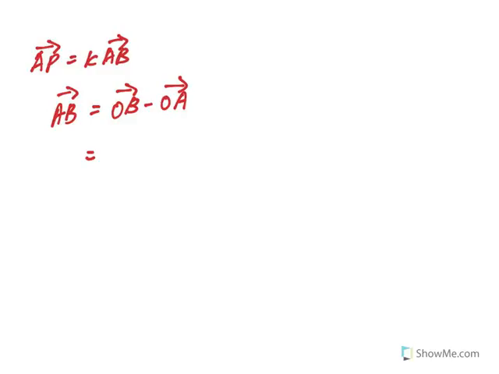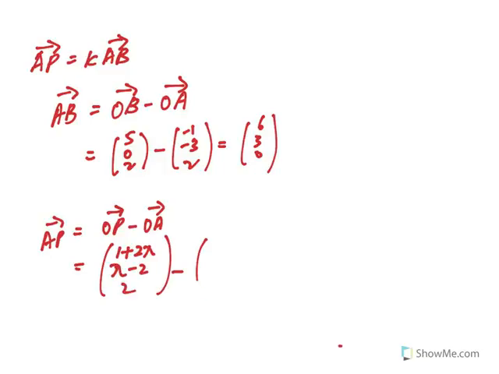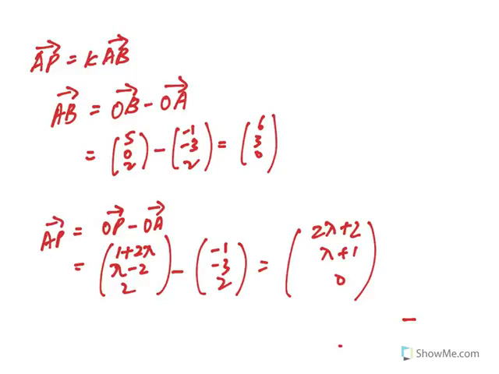Okay, OB minus OA, right. Then from here, how to find? What's OB? 5, 0, 2. What's OA? -1, -3 and 2. Okay, very good. So solving this, you should get 6, 3, 0. What is AP? AP will be OP minus OA. What is OP? Very good. Minus -1, -3, 2. So this should give you 2 lambda plus 2, lambda plus 1 and 0. From there you solve.